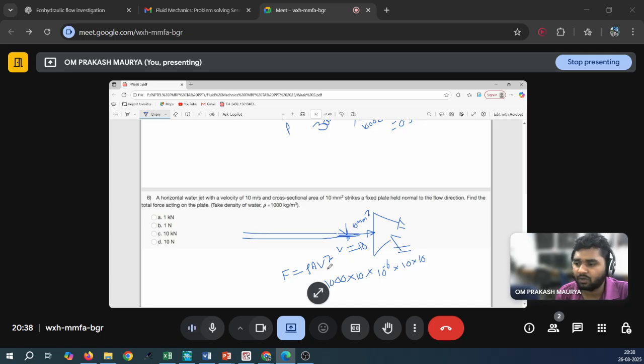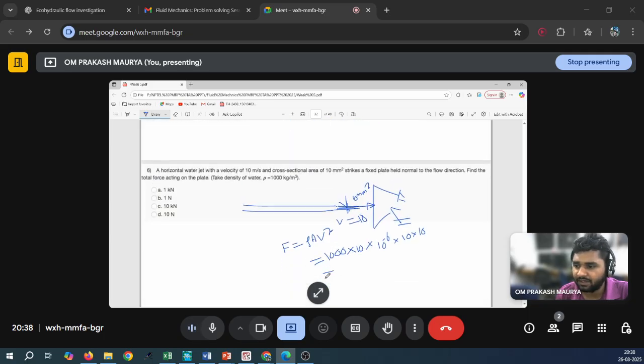Your force will be rho A V square. So after the calculation you will get 304,560 and 10 to the power 6, so only one will remain, so 1 Newton, not kilonewton, 1 Newton. Option B will be correct.